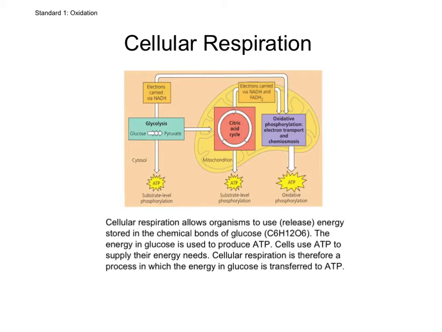Also produced during cellular respiration are water and carbon dioxide. The process that yields these three products is composed of four parts: glycolysis, the Krebs cycle, the electron transport system, and chemiosmosis.